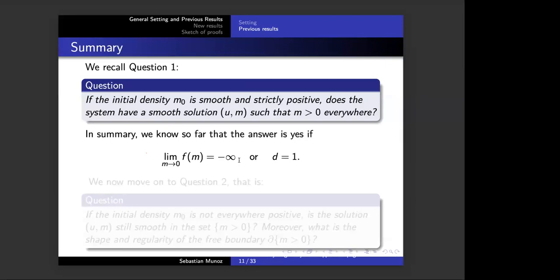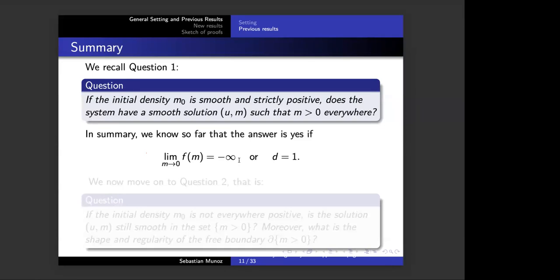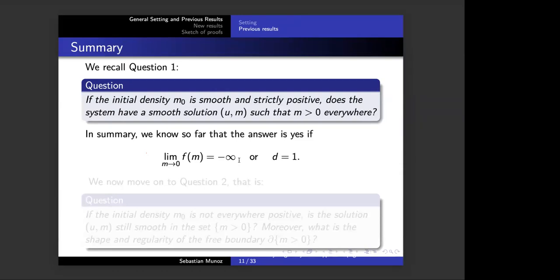In the same way, in the case of a non-separable Hamiltonian, this assumption doesn't make any sense in that case, no? You mean when you have H of p and m? Yes, p and m. Does it make sense to have this blow-up condition on F when the Hamiltonian is not separable?